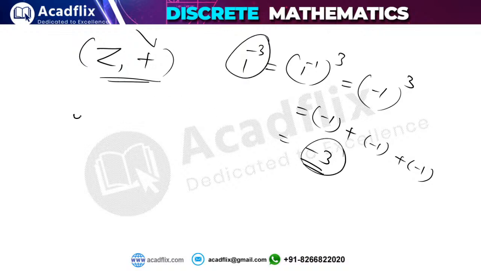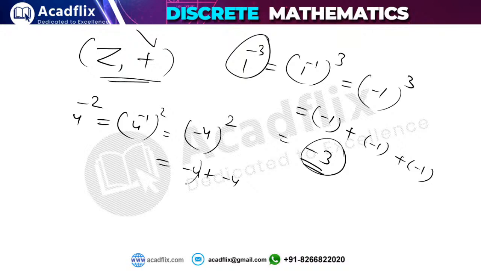Similarly, you can find, for example, what is 4 power minus 2? That will be equal to 4 inverse power 2, and what is 4 inverse? 4 inverse is nothing but minus 4, so minus 4 power 2 is minus 4 plus minus 4, and this will be equal to minus 8. So this is how you can define negative powers, this is how you can define positive power, and this is how we can define order. So these three things we have seen. Let's move on and see the remaining concepts.